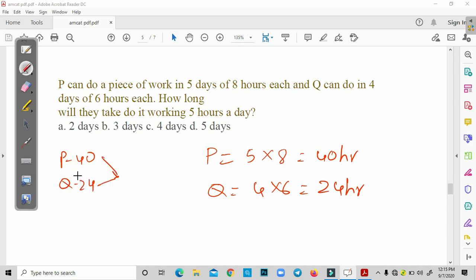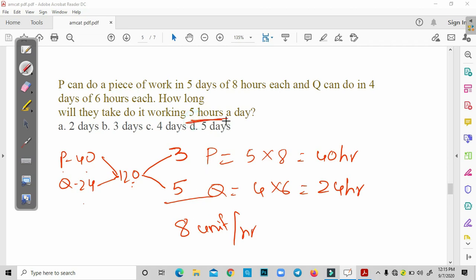I will assume the LCM, and the LCM of 40 and 24 is 120. I will assume the total work is equal to 120 units. P can do 120 units in 40 hours, so per hour he can do 3 units. Similarly, Q can do 120 units in 24 hours, so he can do 5 units per hour. That means together they can do 8 units per hour.